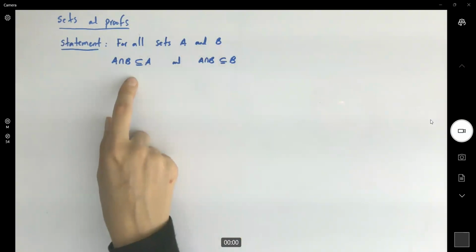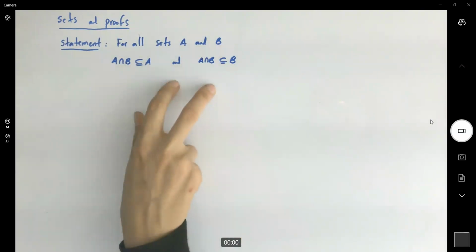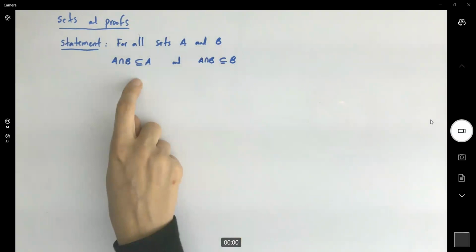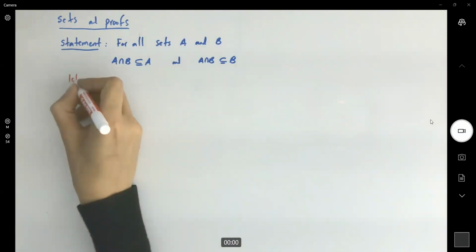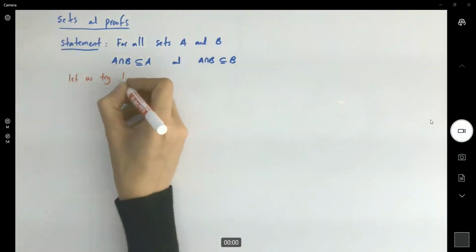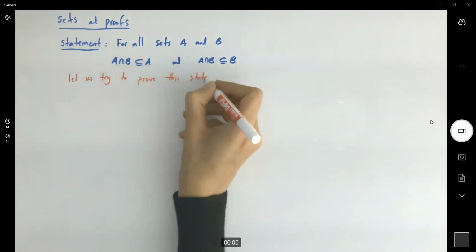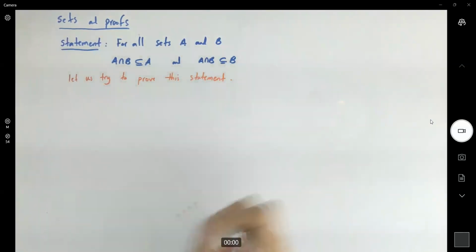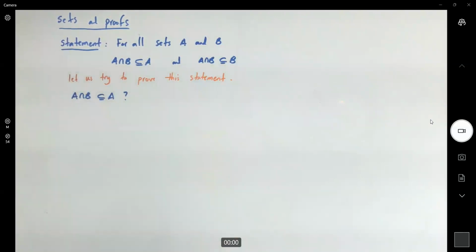You might say, well, I can use a Venn diagram to prove this. But since we're in discrete math class, we're interested in writing the official proof. So let us try to write the proof here. Let us try to prove this statement. Very good. So how do I prove A intersection B is a subset of A? How do I prove that?